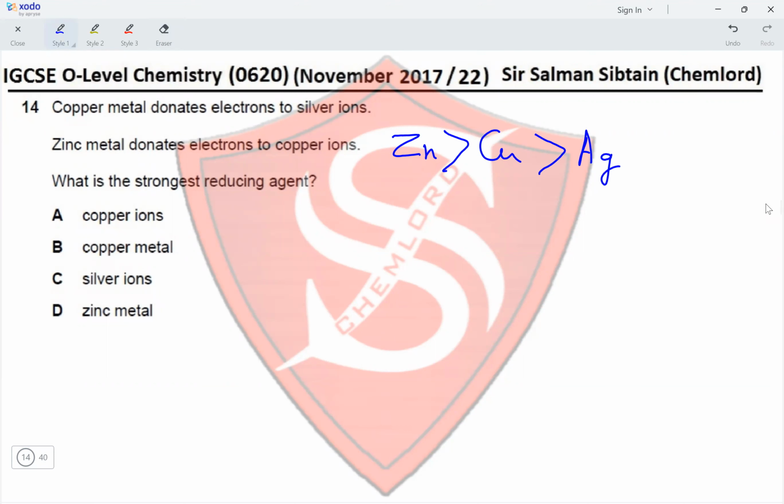Okay. What is the strongest reducing agent? So zinc reduces copper ions to copper, and it also reduces silver ions to silver, whereas copper reduces silver ions to silver but does not reduce zinc ions to zinc. So the strongest reducing agent in this case would be zinc. So the options are copper ions, copper metal, silver ions, and zinc metal. So the correct option for this question is option D. Since zinc metal is the most reactive, it would be the strongest reducing agent.